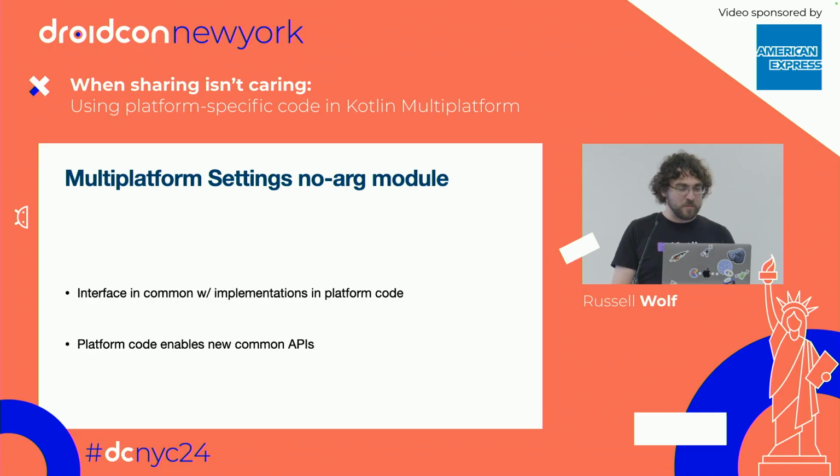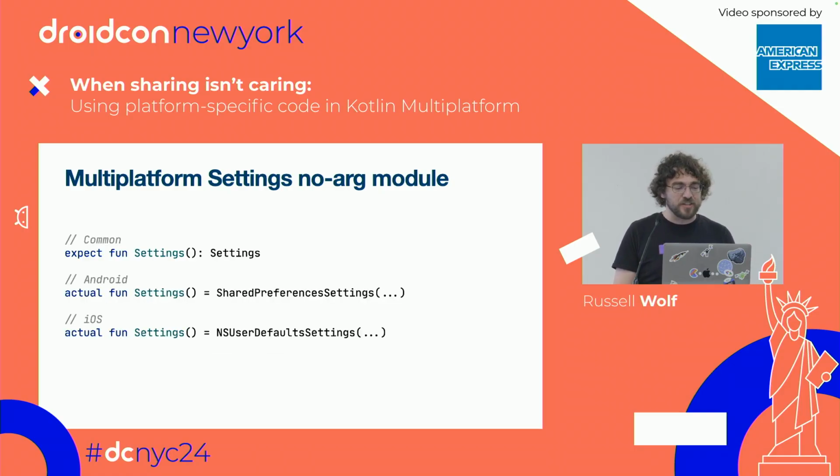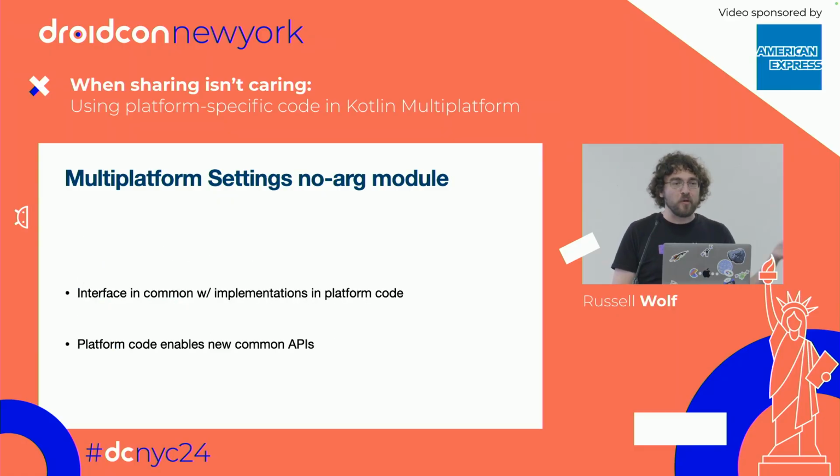Sorry, I'm repeating the points that I just made, but another way of looking at this is that with this expect actual declaration, you're using platform-specific code to enable a new common API, and that's essentially what expect actual is doing.